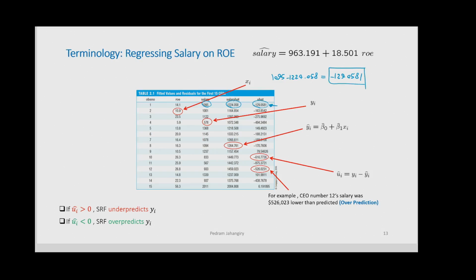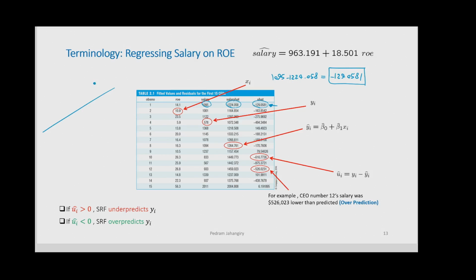So the residual is negative, right? Residual can be positive or negative, right? If I want to give you a representation of the residual, this is my regret. Imagine this is, at the end of the day, a fitted line, and imagine this is a true value.